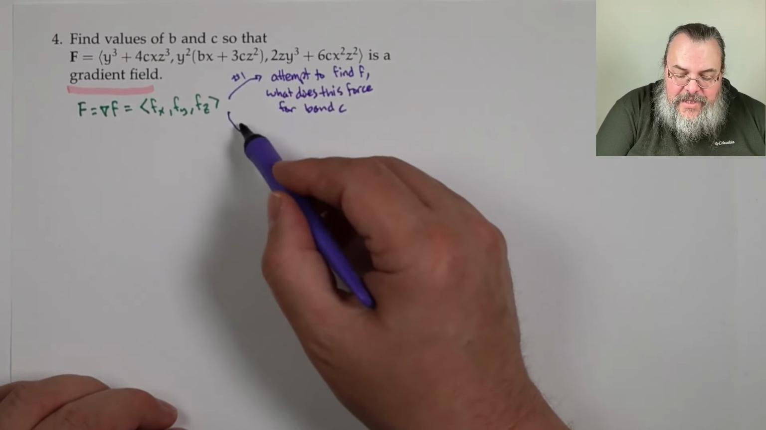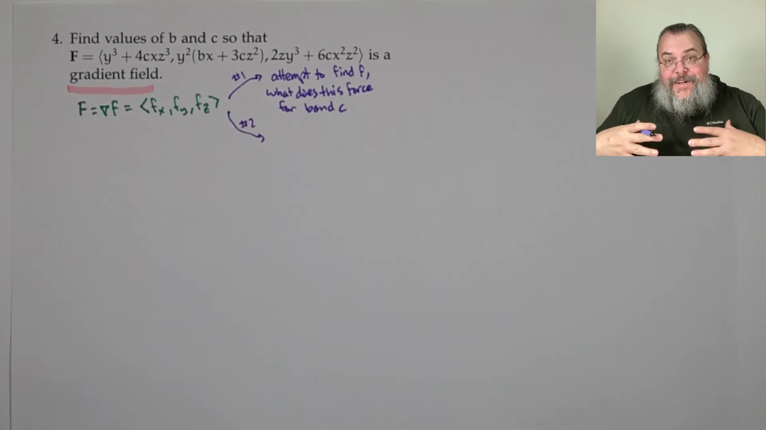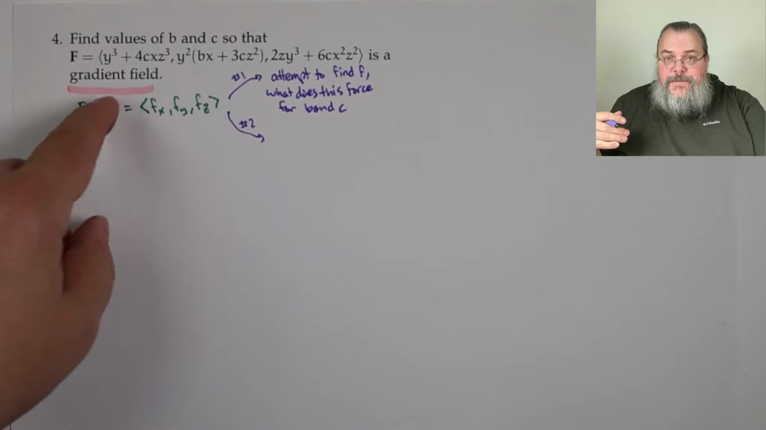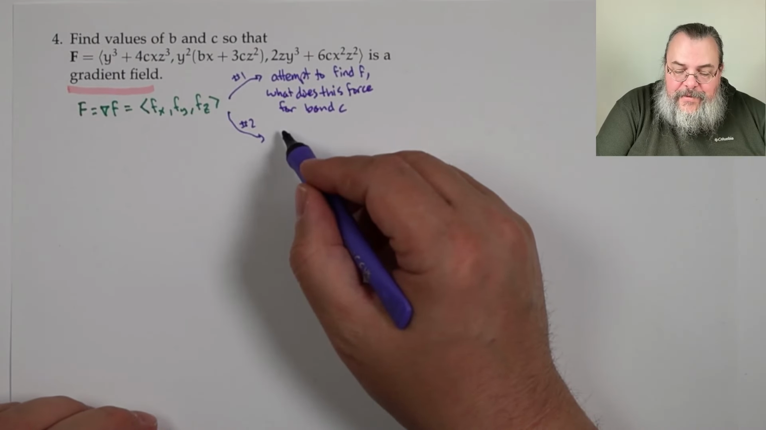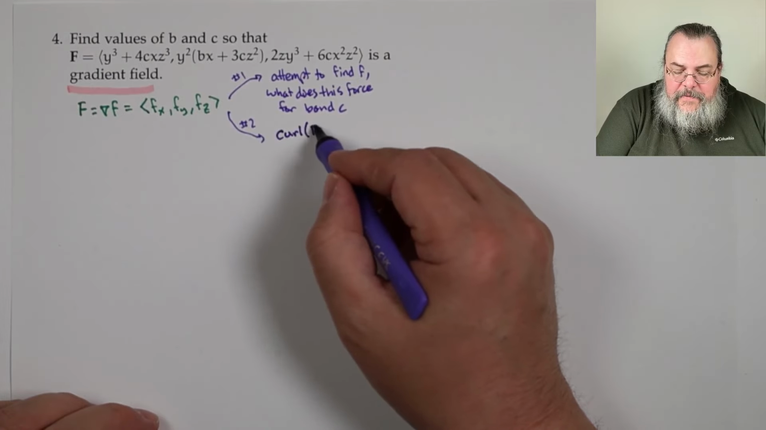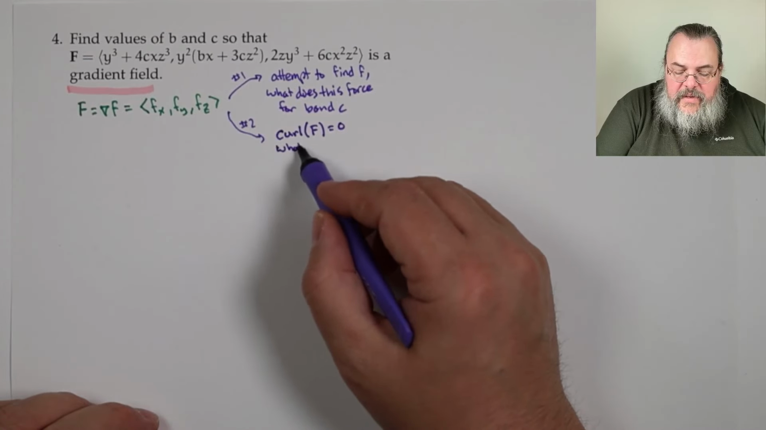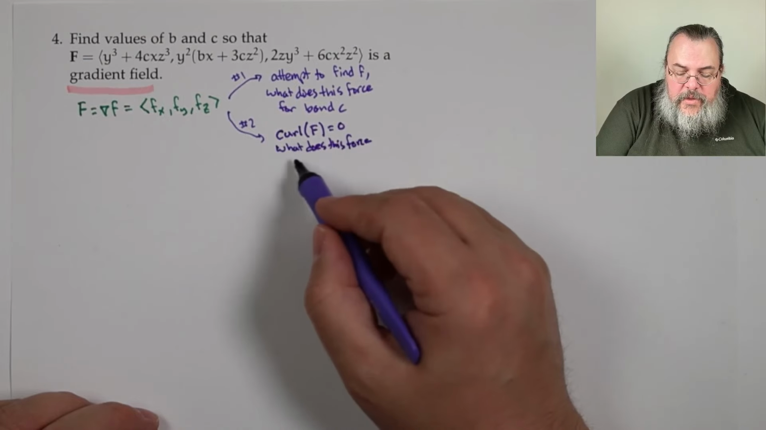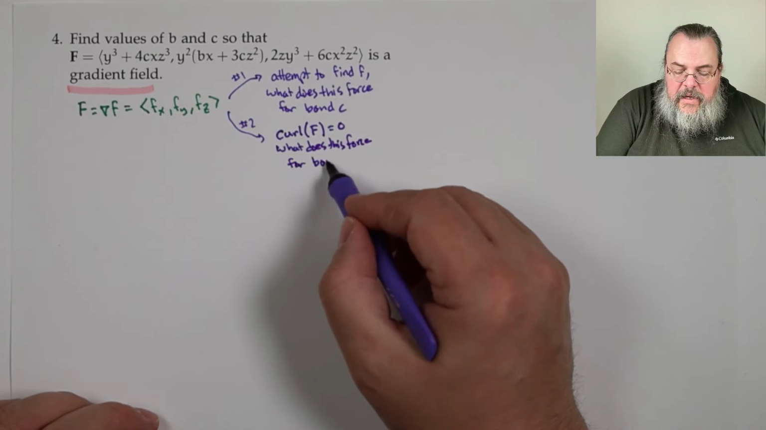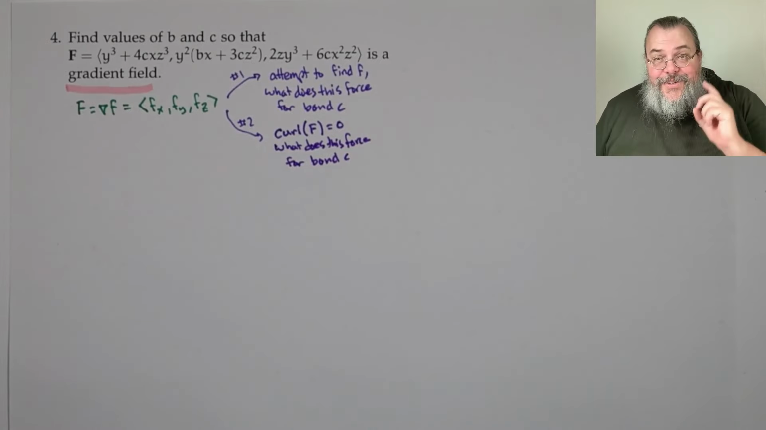Strategy number 2, well, there's this really cool fact that says if you are a gradient field, which is what it says, then the curl of a gradient field always has to be 0. So we say, let's take the curl of f and set it equal to 0. And again, what does this force for B and C? So both of these will work. And all right, let's go through. Let's try strategy number 1.